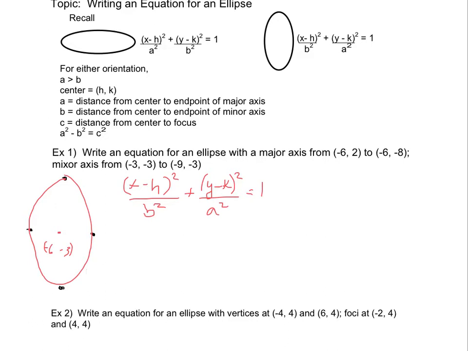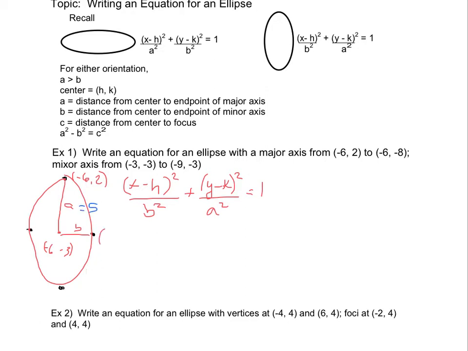And then if I can find this distance, that's going to be my A, and this distance here is going to be my B. Well, how do I go from -6 up to 2? Because remember, this point here was -6, 2. So how do I go from -6, -3 up to -6, 2? Well, I would go up 3 spaces plus 2 more, so I can say my A is a distance of 5.